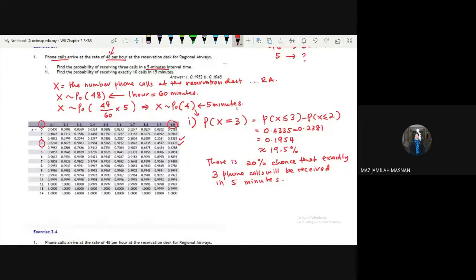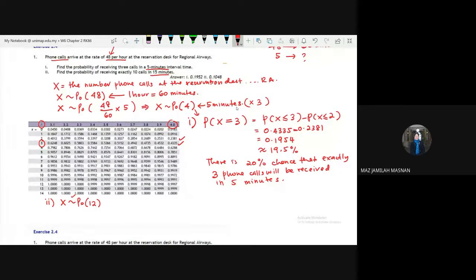Okay, question number 2. Probability of receiving exactly 10 calls in 15 minutes. Just now it was in 5 minutes. Now you need to find for 15 minutes. So for 15 minutes, definitely you multiply by 3. The moment you have new interval, find your new distribution. So in this case, lambda will be 3 multiplied by 4, you will get 12.